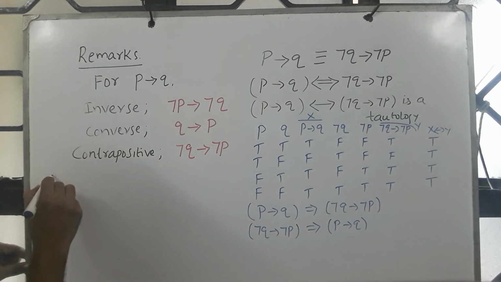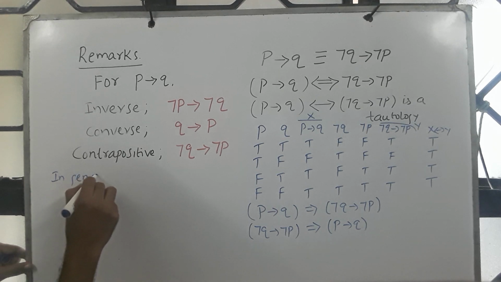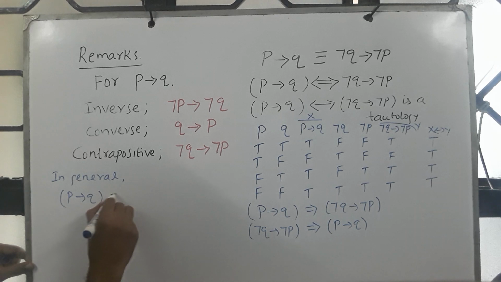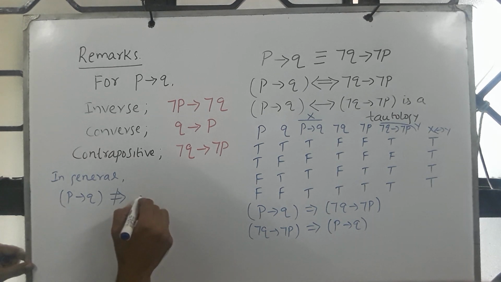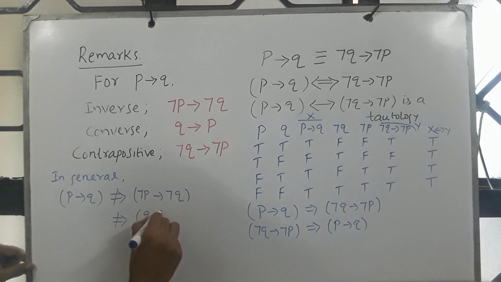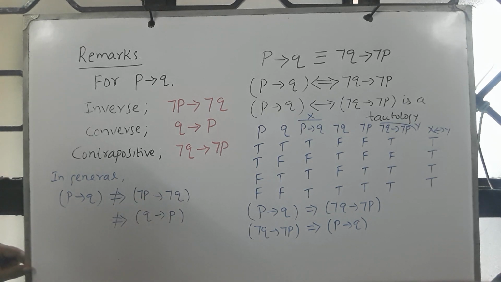And so in general, P imply Q does not imply, so I write like this, does not imply the inverse, which is negation P imply negation Q. Similarly, P imply Q does not imply the converse, Q imply P. And however, contrapositive is always same as P imply Q.